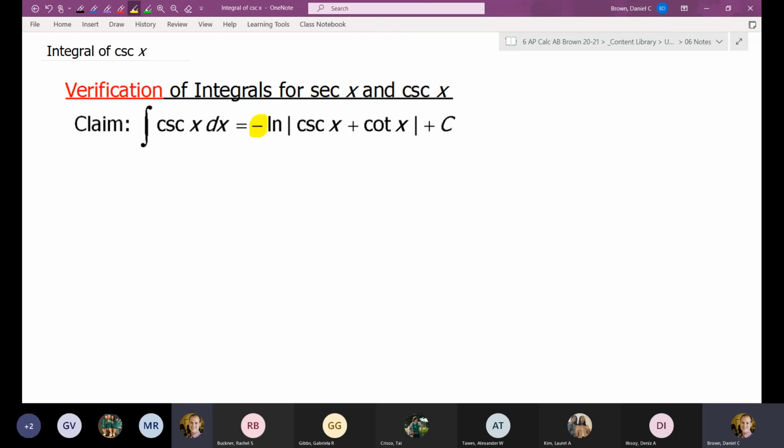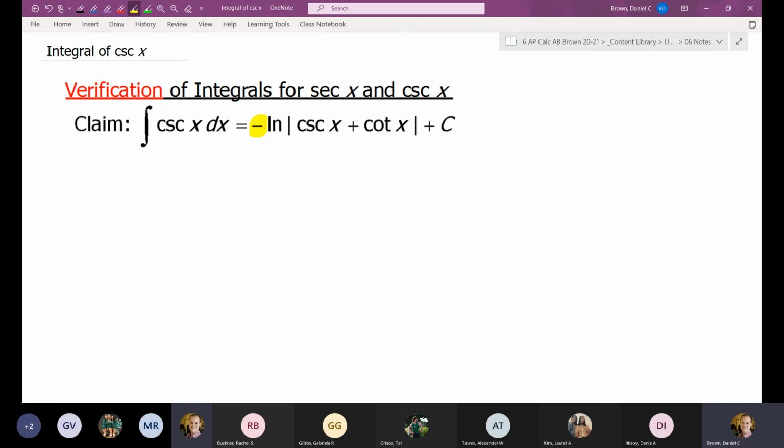I will say on the AP exam, cosecant and secant are some of the least common integrals you will encounter. But it is listed as one that you should know, so they could throw it in there. But typically, they're going to like integral of tangent and cotangent, more common. Integrating cosecant and secant is actually very rare to see on the AP exam.